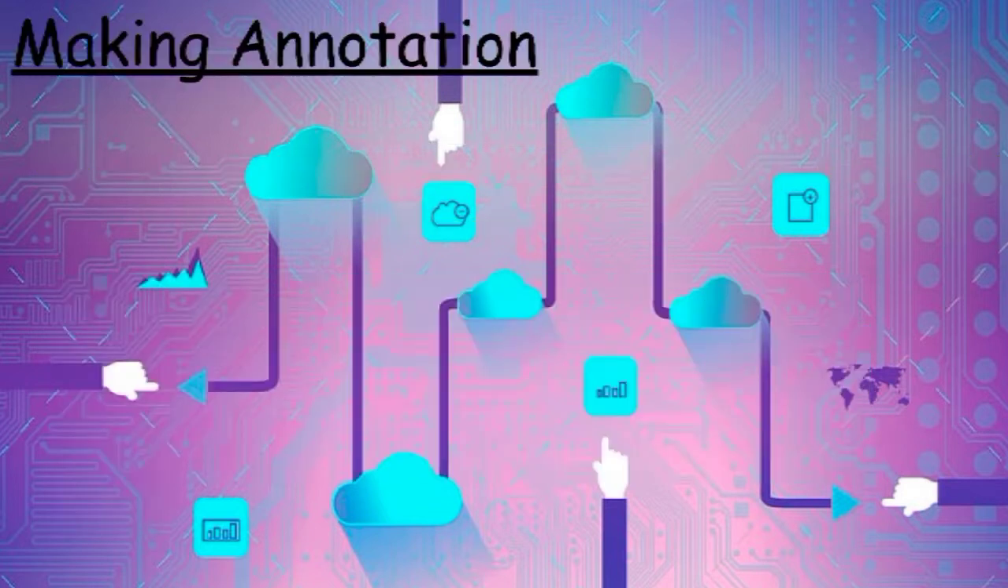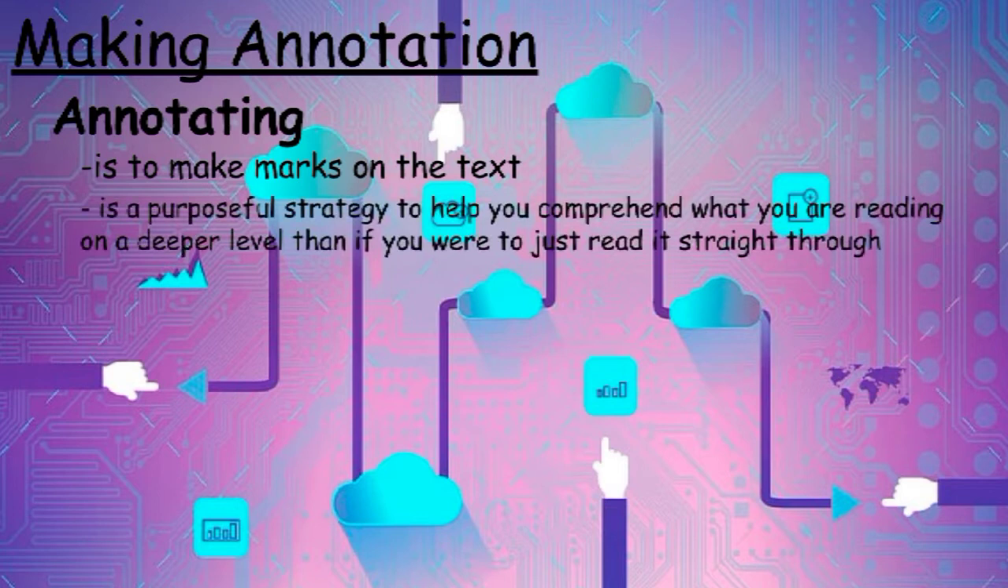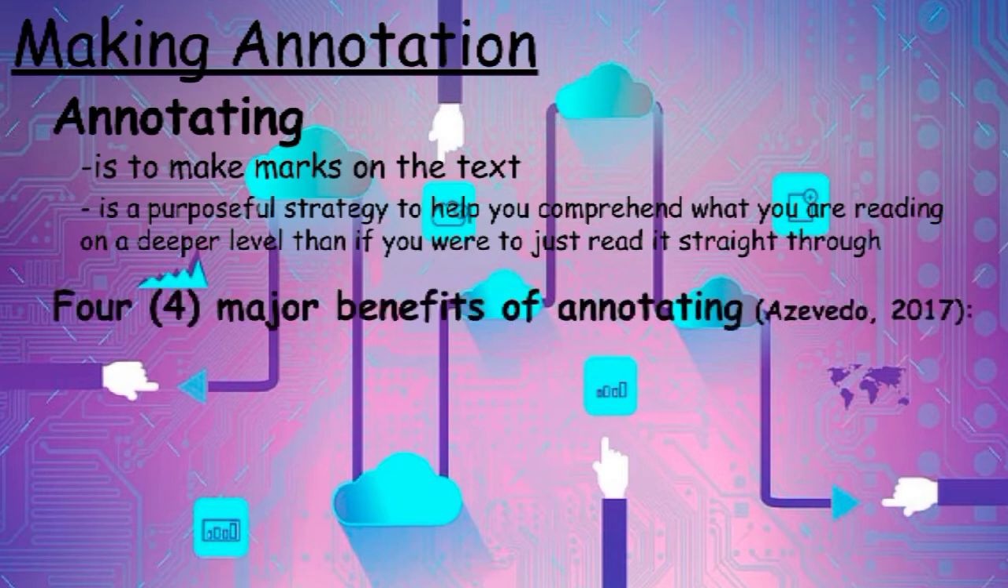Now let's discuss making annotations. The best way to remember and associate your experiences with those presented in any text is by annotating. Annotating is to make marks on the text. It is not simply highlighting appealing words or sentences, though you will most likely end up highlighting the entire selection. It is a purposeful strategy to help you comprehend what you are reading on a deeper level than if you were to just read it straight through. It is an excellent way to deconstruct text into meaningful pieces for better understanding. Its main goal is to make connections between what you already know about practically anything in the world around you. So we have here four major benefits of annotating by Acevedo 2017.